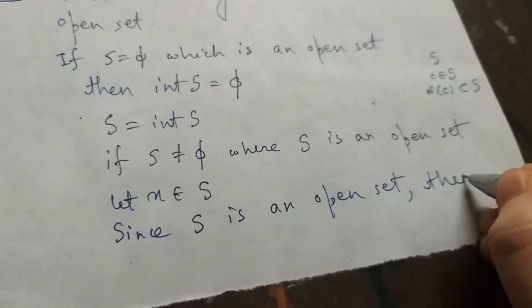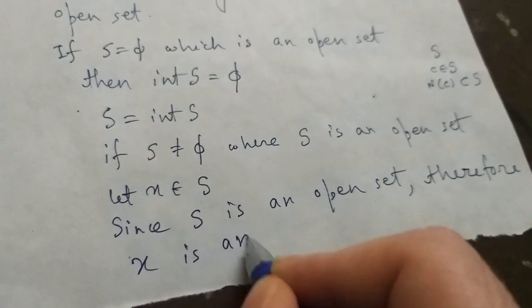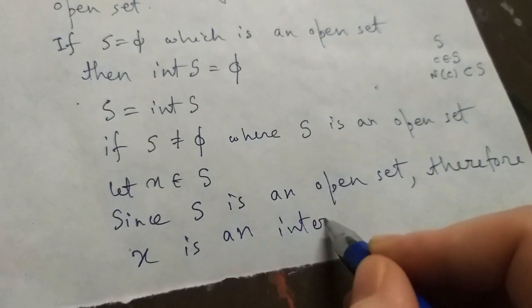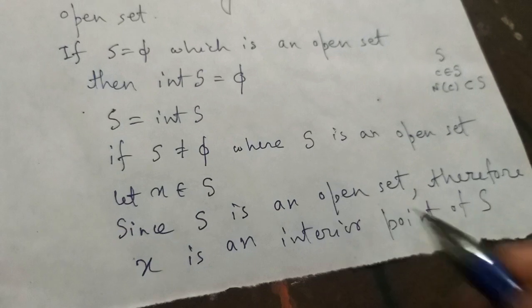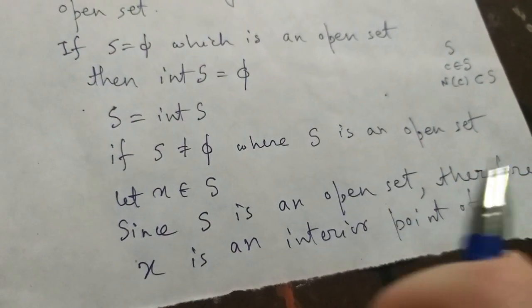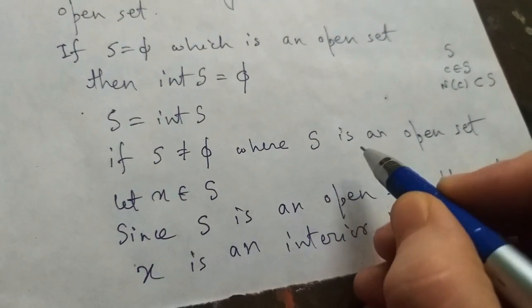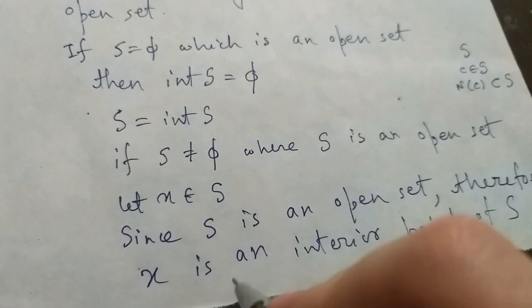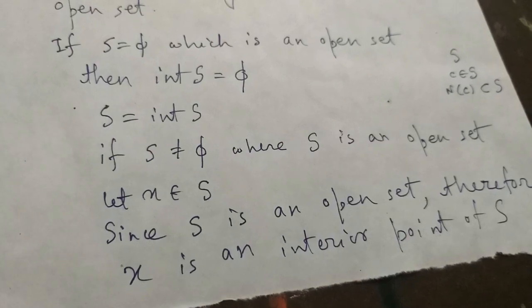therefore X is an interior point of S. Because a set S is said to be an open set if and only if every point of S is an interior point of S. Now S is an open set, so every point of S is an interior point and X belongs to S, so X is an interior point of S. Therefore X belongs to int S, because X is an interior point of S.